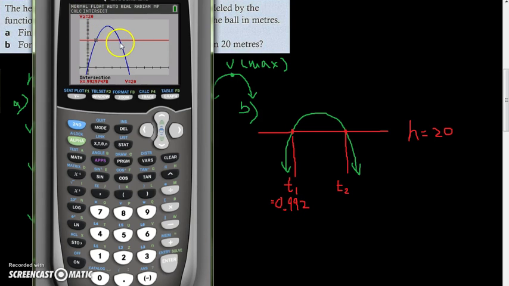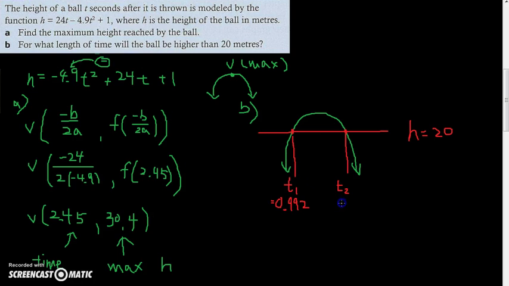And my T2, I do the same thing. So second calc, I go to intersect again. The first curve is the height, that's good. The second curve is the red line, that's good. And now the guess value is somewhere there, that's good. Enter. Intersection is at 3.90. This is 3.90, to 3 significant digits.